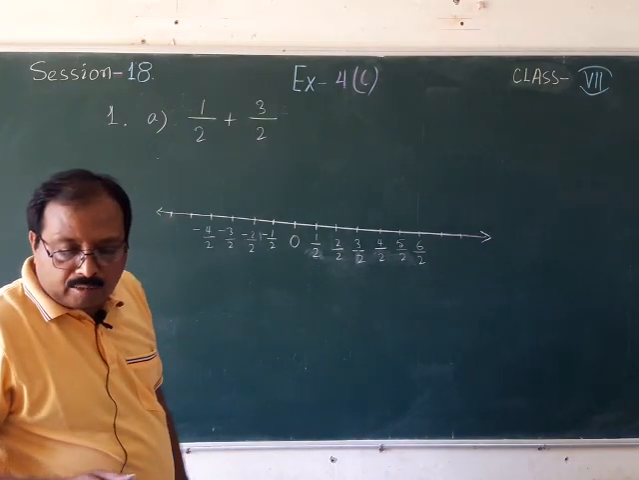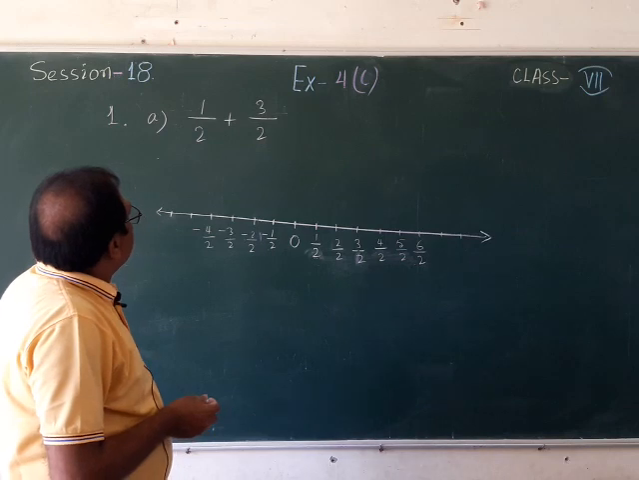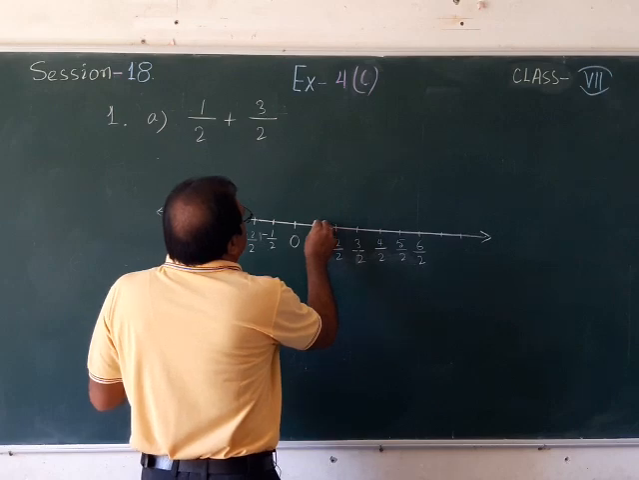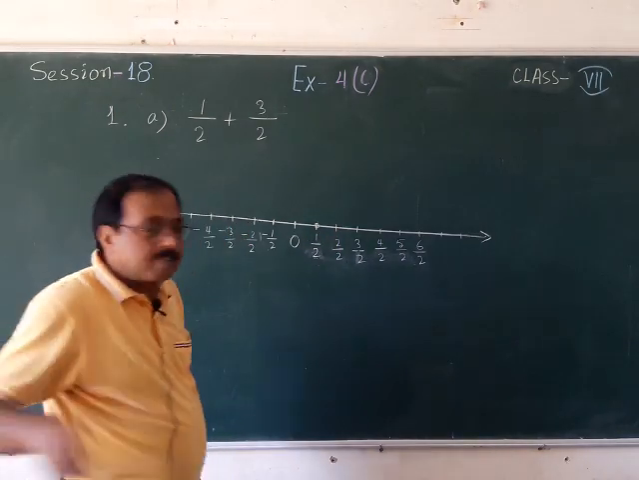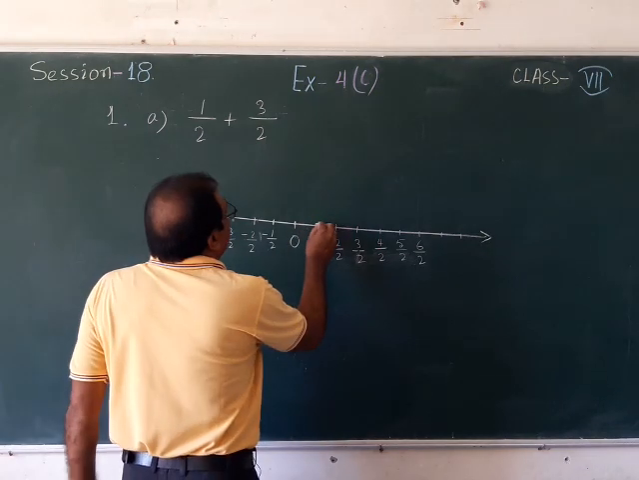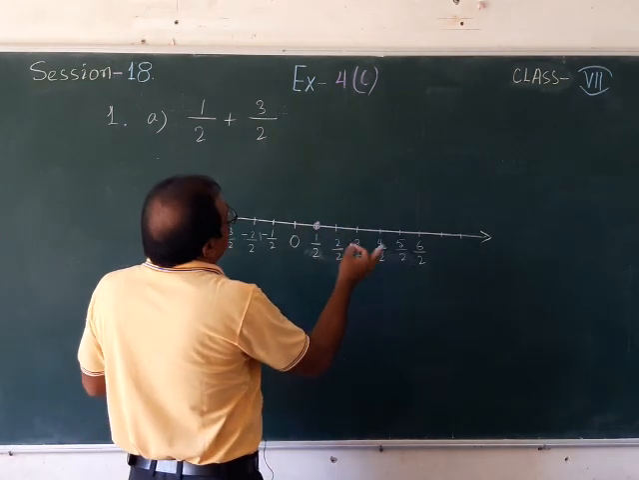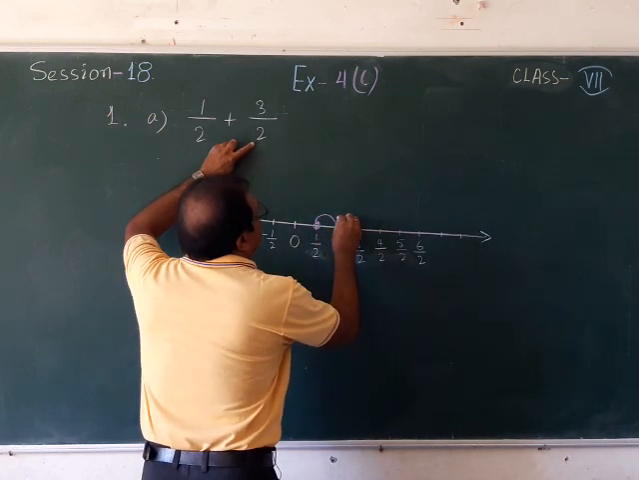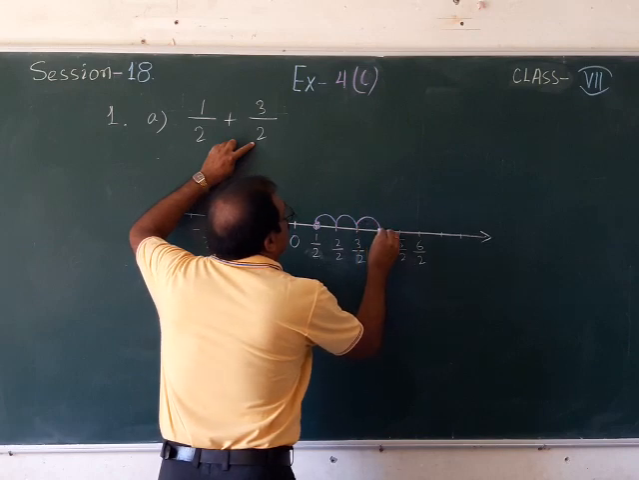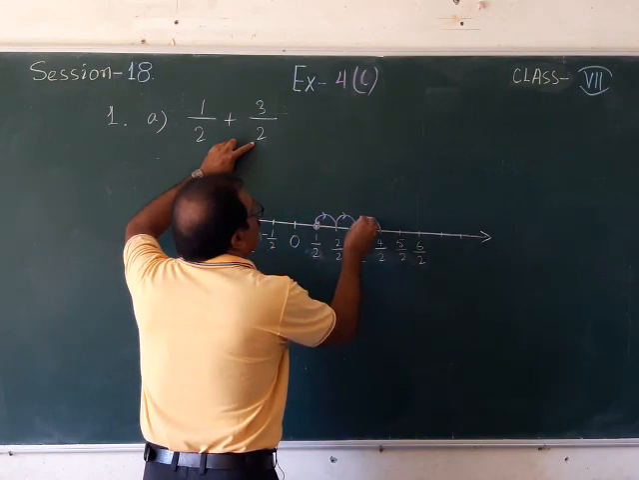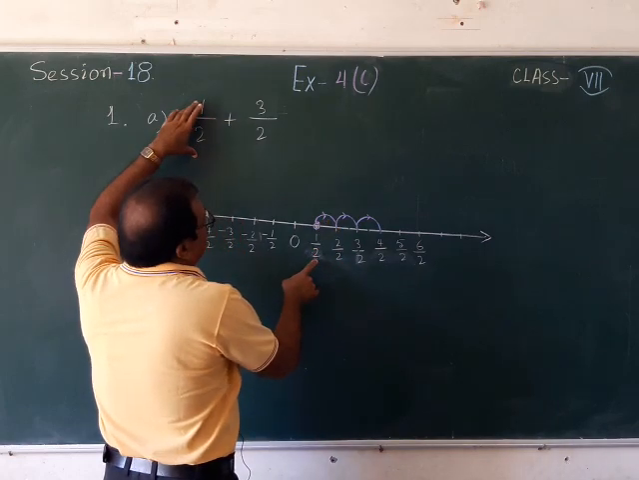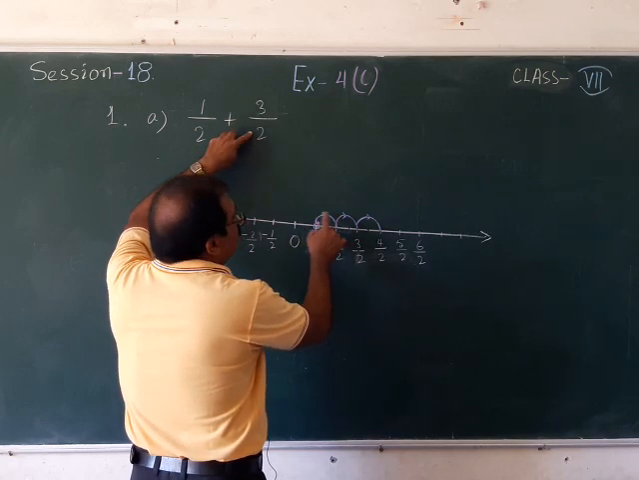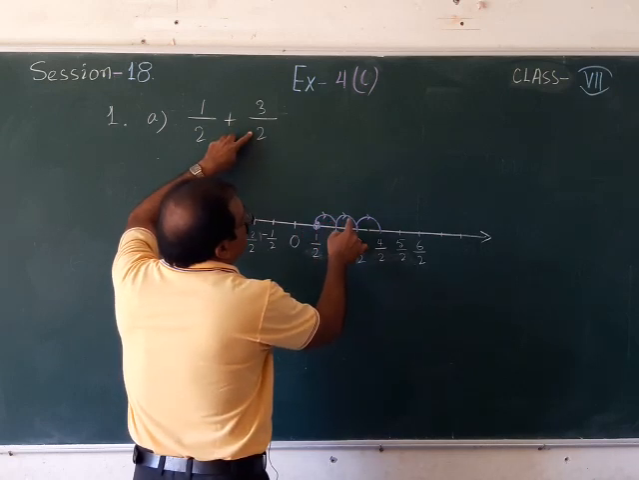After 1 by 2 you are moving to 3 by 2. So after 1 by 2, you are there, then you are moving 3 by 2. Just count: 3 by 2 means this is 1, then 2, then 3. How many steps you are moving, you need to count it. After you are at 1 by 2 and then you move 3 by 2, just one jump means you are taking 1 by 2, then 2 by 2, then 3 by 2.